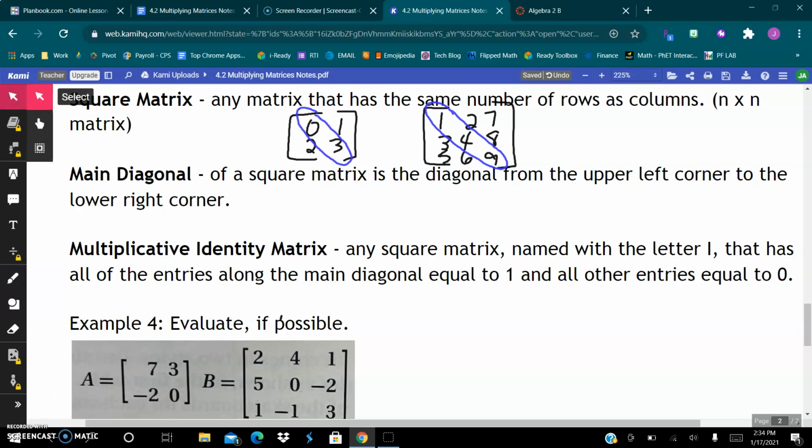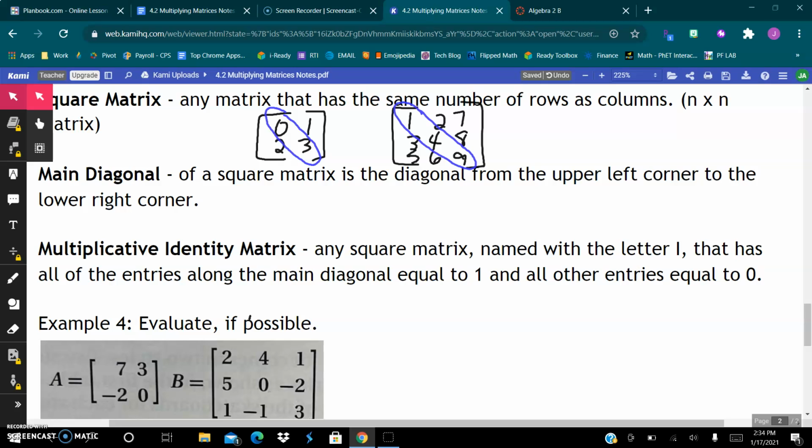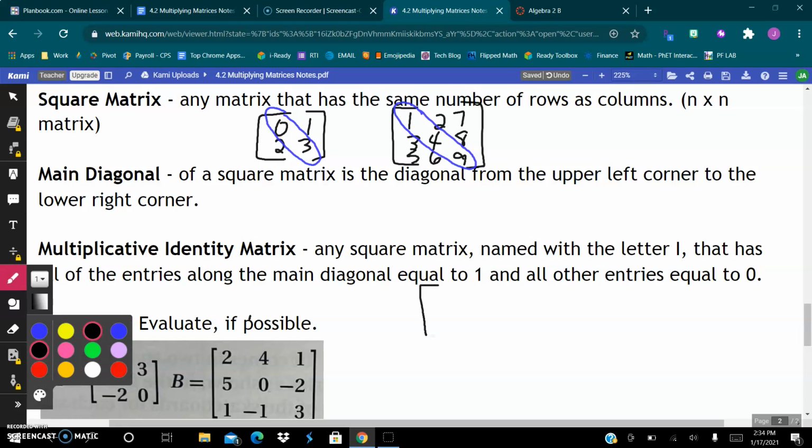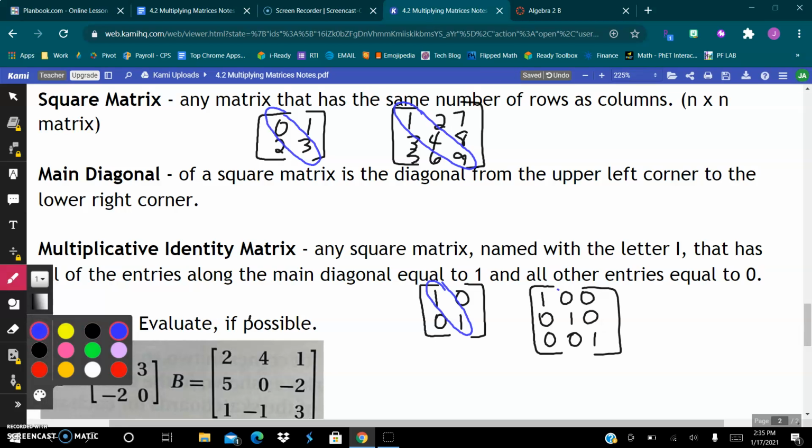And then multiplicative identity matrix is any square matrix named with the letter I that has all of the entries along the main diagonal equal to 1 and all other entries are equal to 0. So for instance, a 2 by 2, the main diagonals are all 1s, but all the other ones are 0. And the same thing would be true for a 3 by 3 or a 4 by 4. So there's your main diagonal. It's all 1s, everything else is 0s.